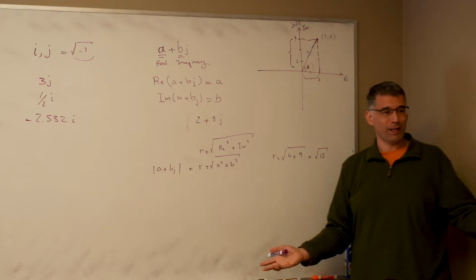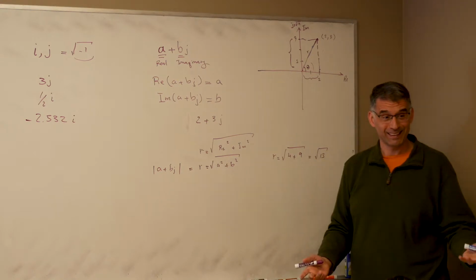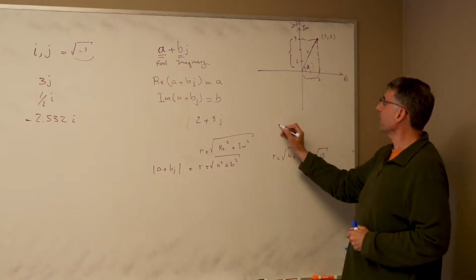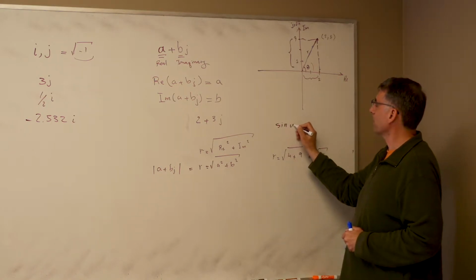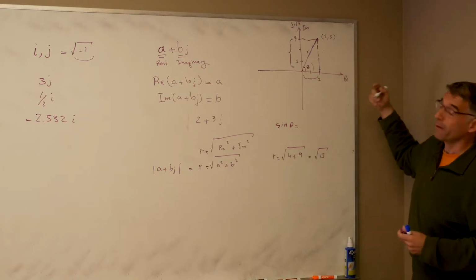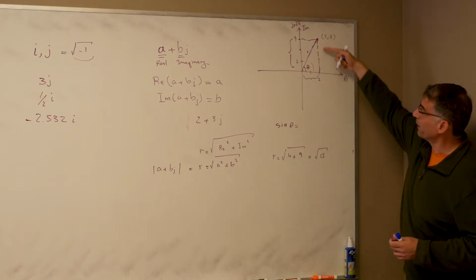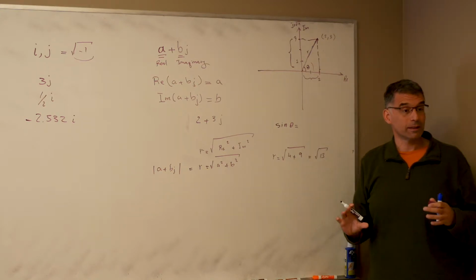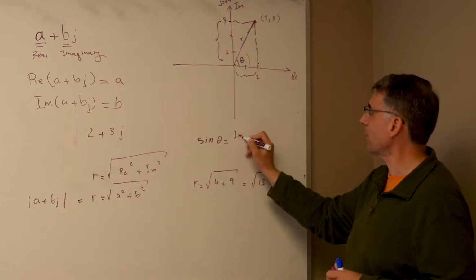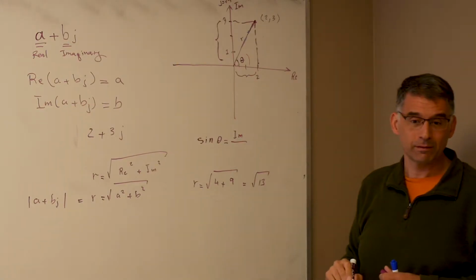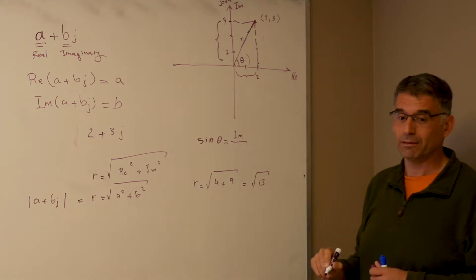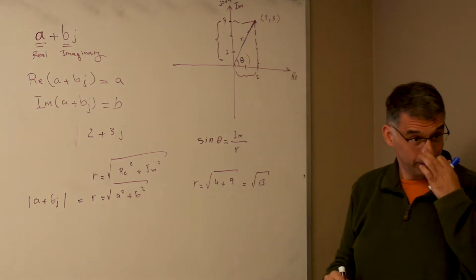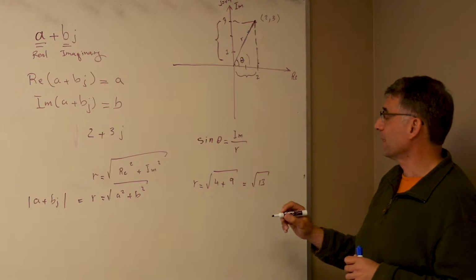So what functions do you know that deal with angles? Sine or cosine? Yeah, exactly, right? So I can write sine of theta as what? Opposite over hypotenuse. In this case, the opposite is the imaginary part. So it would be the imaginary part over r, over the hypotenuse. Right? Okay. What would be cosine?